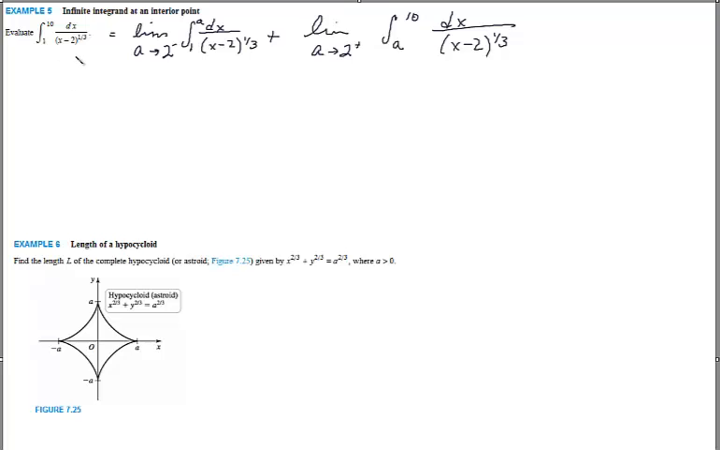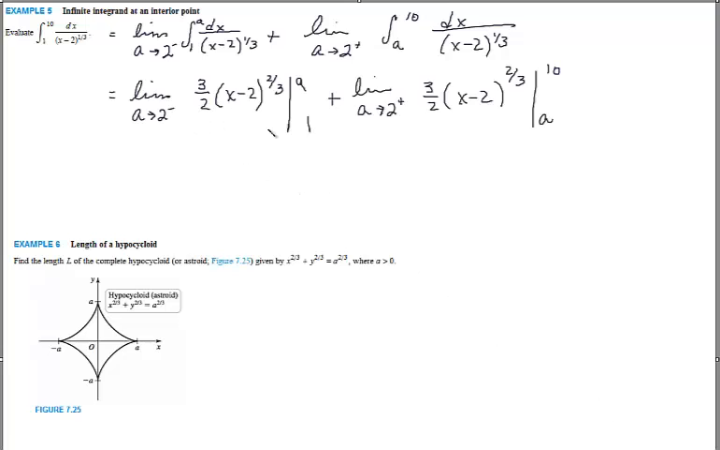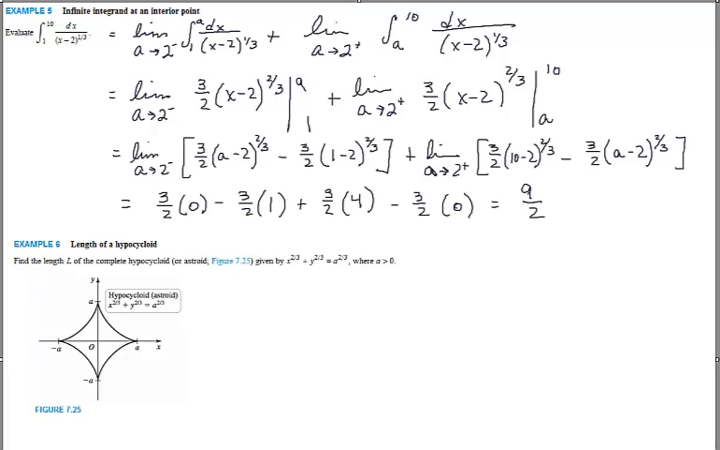Notice that when x is 2, this thing is shooting up to infinity or negative infinity because I have a 0 in the denominator. So I will break this integral apart and look at it from 1 to 2 from the left and from 2 from the right to 10, and I will integrate it from here. Alright, I've integrated this, and now I'll plug in my limits of integration, and then I will take my limit. Just doing the computation on that, we get 9/2.